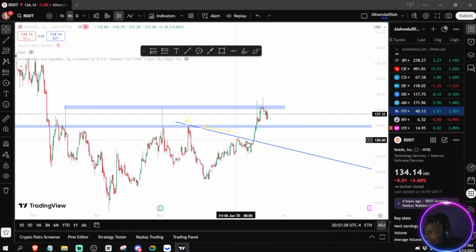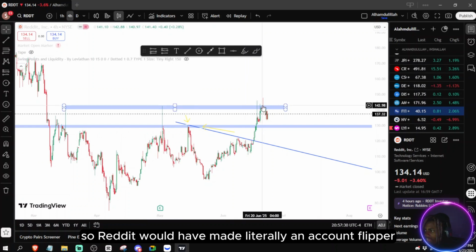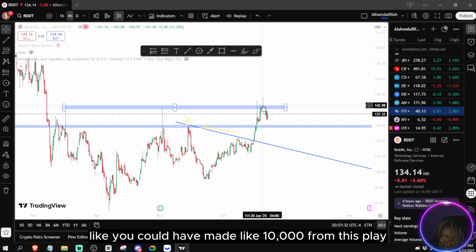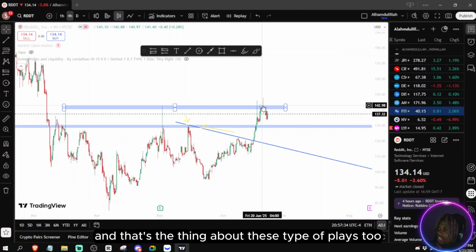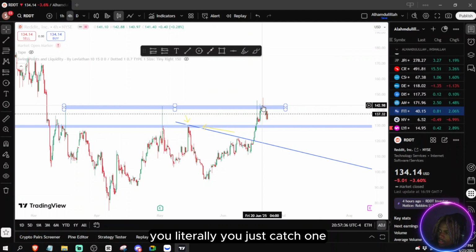That's crazy. So Reddit would have made literally an account flipper, like you could have made like 10,000 from this play. And that's the thing about these type of plays too. You just catch one. You literally just catch one. You see how often these setups work out. It's just about patience. You just catch one, you'll be good.